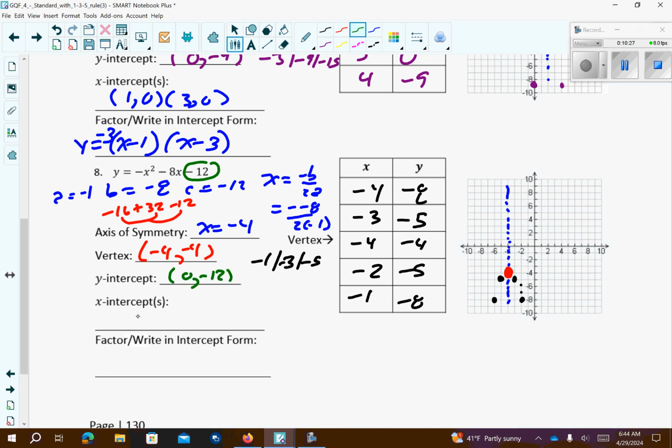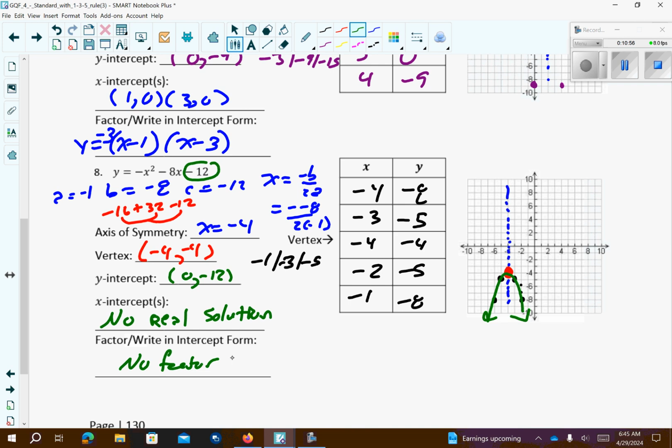The x-intercepts are, because they won't cross the x-axis at all, they are called no real solutions. That's the name of the number system. It doesn't cross the x-axis. Factored form, that's not going to work. It didn't cross the x-axis, so no factored form.